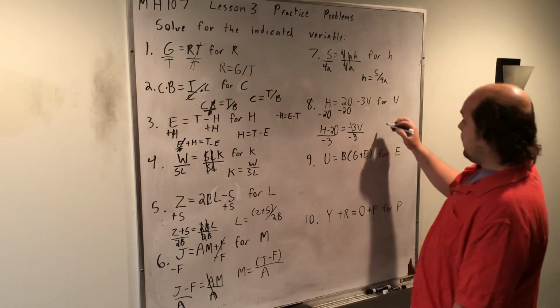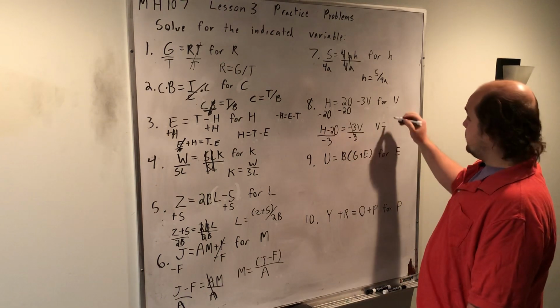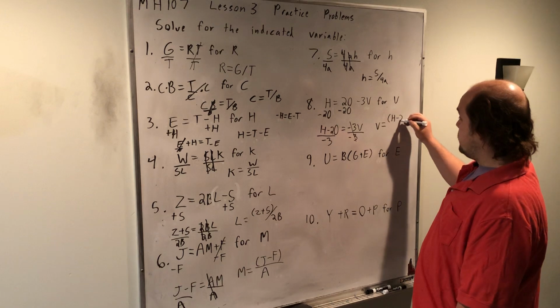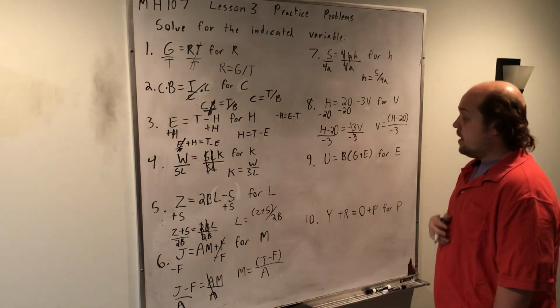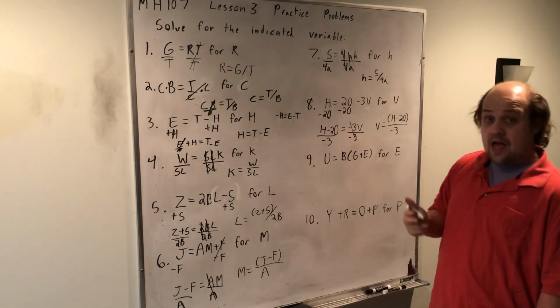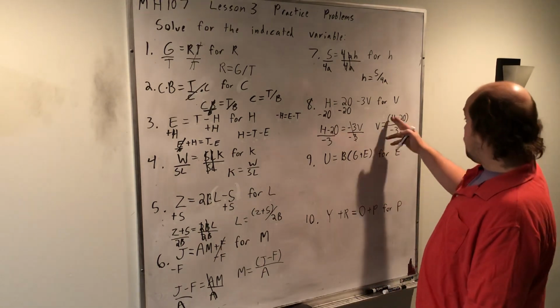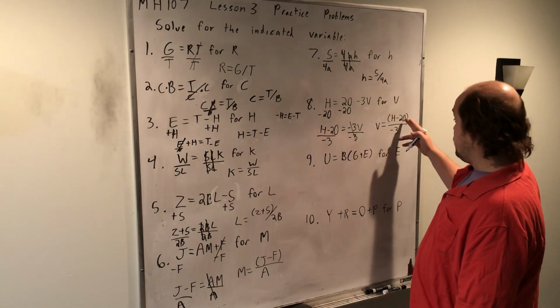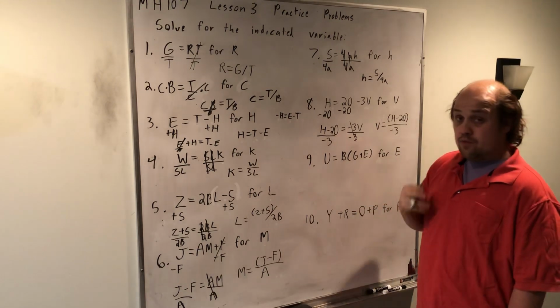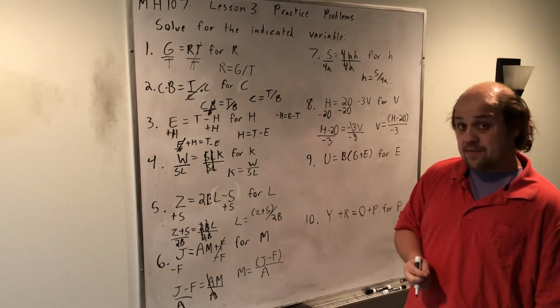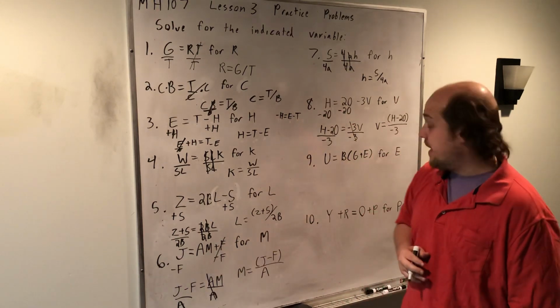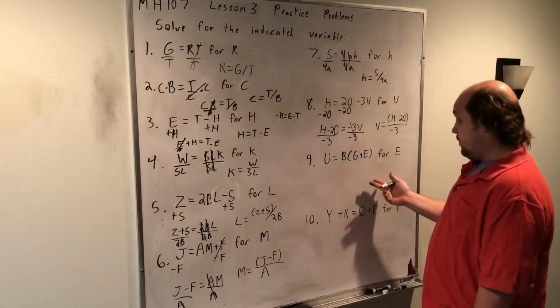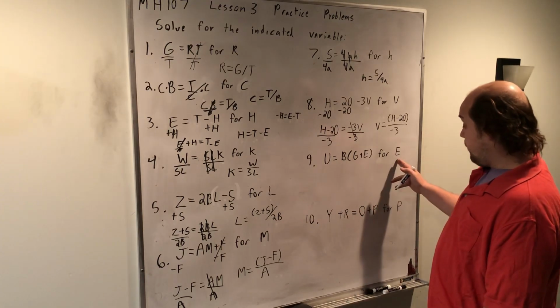That's how I get my final answer. v equals h minus 2o over negative 3. If I'd done it the other way, I would have had it as 2o minus h over a positive 3, which again may not look like the same thing, but mathematically is if I just multiplied top and bottom by negative 1.